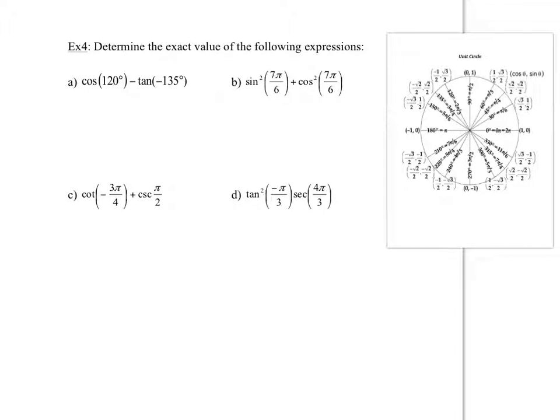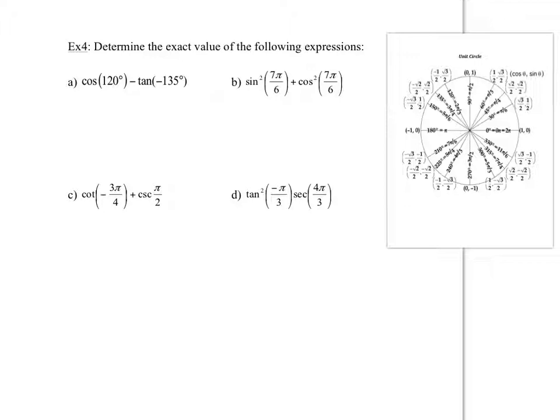Okay, so for this last example, I'm going to again use that unit circle. So notice that unit circles are along the side here, so I can use it. We're going to determine the exact values of the following expressions. So basically, it's what we did in the last example, just putting a few of them together, right? So we're adding and subtracting values that we found.